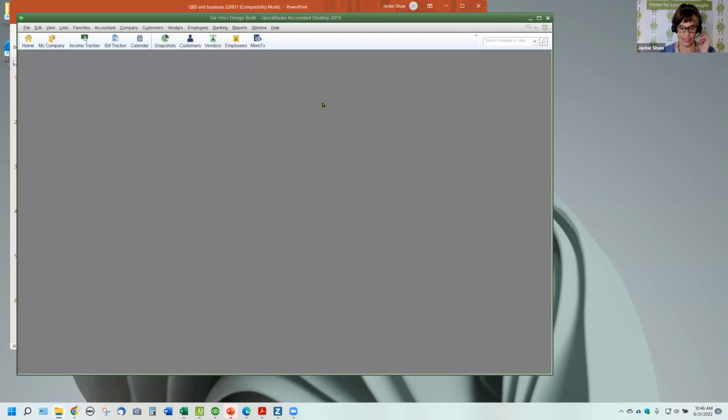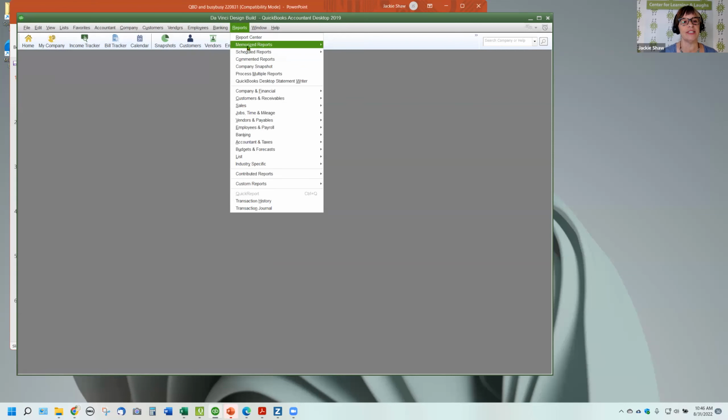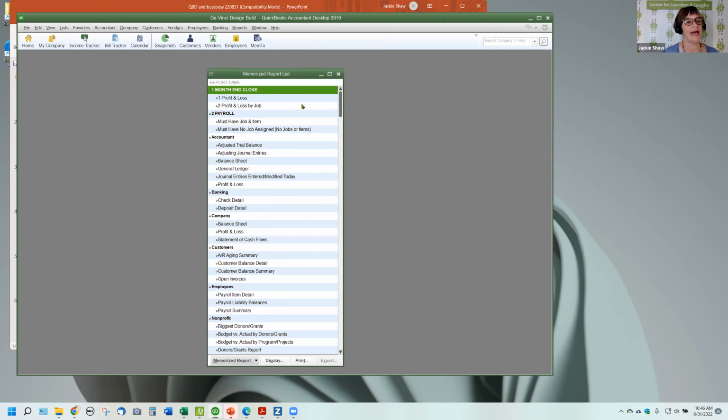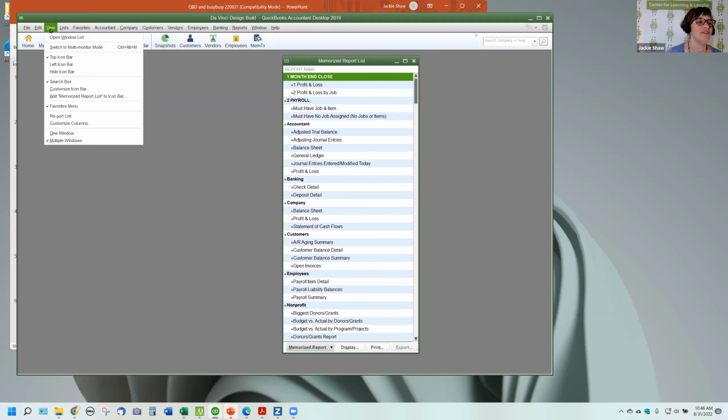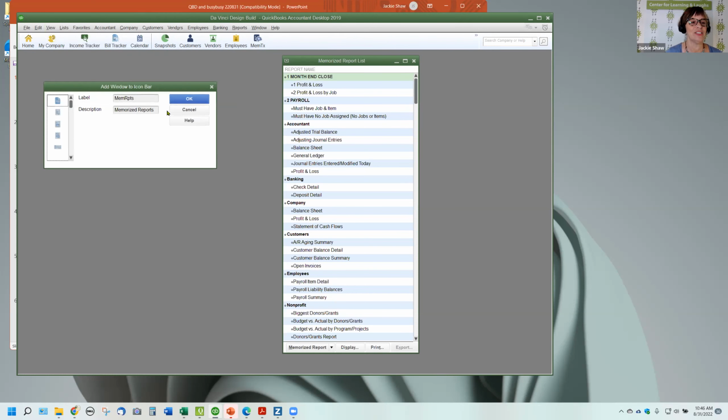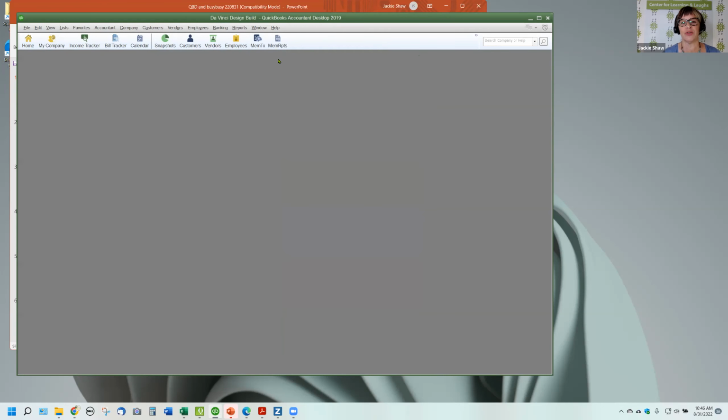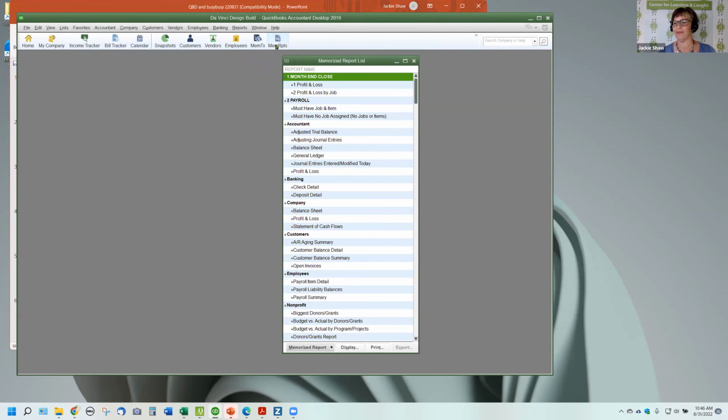One final thing for today. I'm going to go to my memorized reports. Now, a quick QuickBooks tip: if there's anything you really want on your icon bar, and I know you probably have a side panel, you can turn it to an icon bar, you can go to view and add it to the icon bar. I just add memorized reports to my icon bar. So now I'm like, bam, there it is, memorized reports. That's in view. Any window you have open, you can do view, add to icon bar.